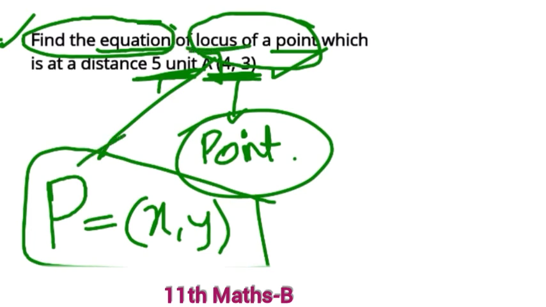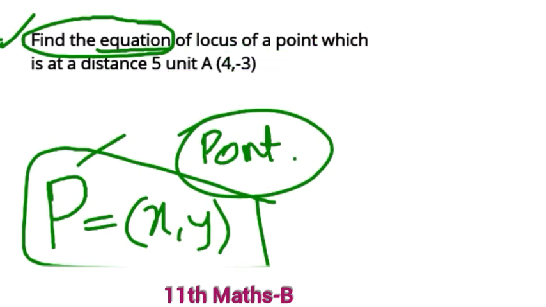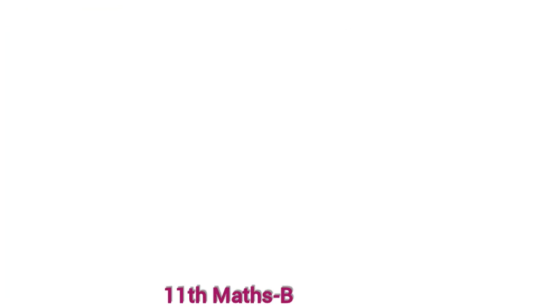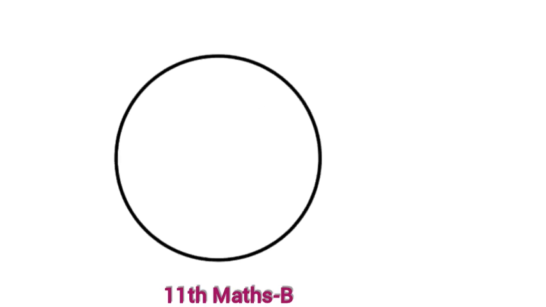It's like A1. So it is as usual a point. We have to find the answer in the same way. So we are taking an assumed one, which is capital P equals small x and small y. Okay, let's move on.